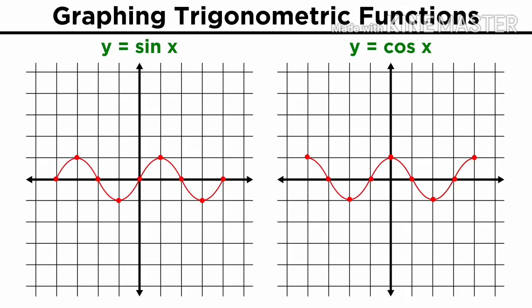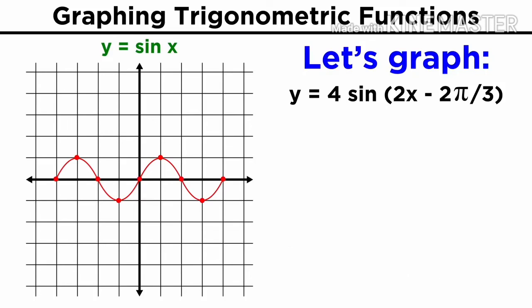So the graphs for sine and cosine are extremely similar. They are just slightly shifted, and all of the transformations we used for sine x will apply to cosine as well. Let's use what we've just learned to graph one period of 4 sine of the quantity 2x minus 2/3 pi.